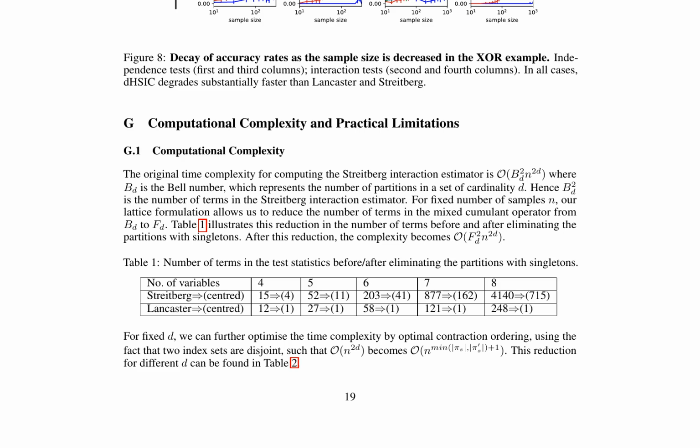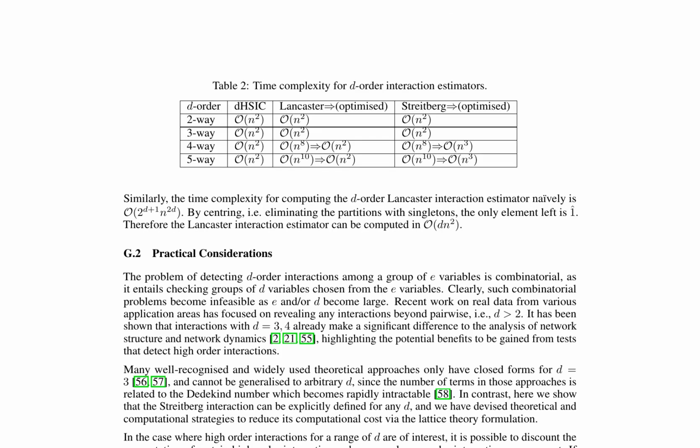in complex systems. The time complexity for D-order interaction estimators, specifically the Lancaster and Streitberg methods, is a crucial aspect in understanding computational efficiency. The Lancaster method, when centered, can be computed in d n squared, demonstrating its efficiency in detecting high-order interactions that significantly impact network structure and dynamics. In contrast, the Streitberg method, after optimization, shows a time complexity of n squared for D-way interactions. This optimization highlights the practical importance of detecting high-order interactions, which are essential in various fields such as neuroimaging.